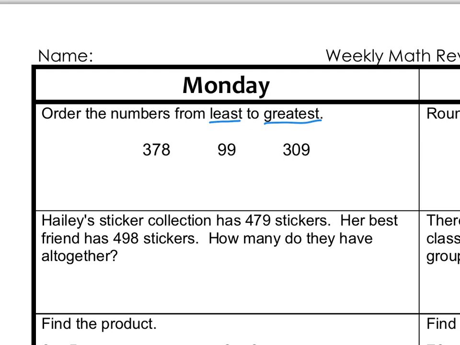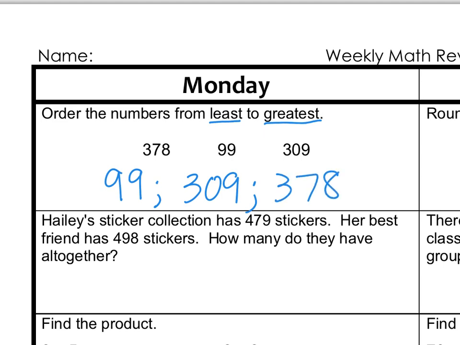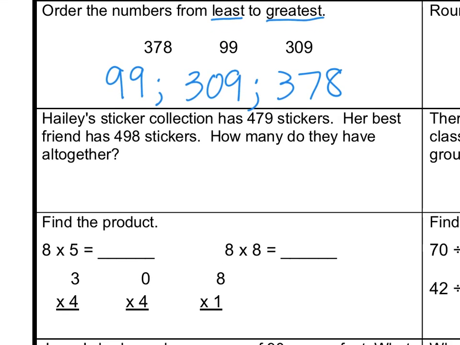The least, 99, we separate with a semicolon so that it doesn't look like one giant number that we're making. The next largest one is 309, semicolon, and the greatest is 378. Okay, now let's move on.